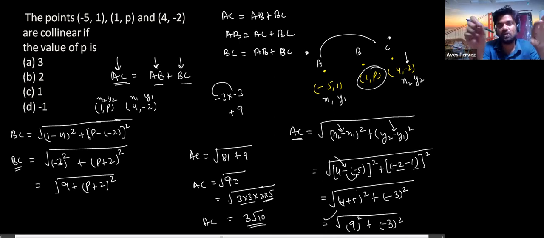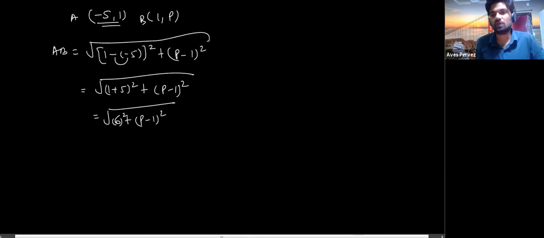For such types of questions, we need to solve these problems when the points are not given in a simple manner. So we need to solve these by using the area of the triangle. Let me inform you that we have AC. Let's suppose AC is equal to 3 root 10, or I can say root 90.